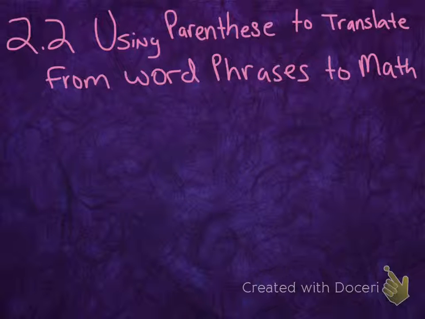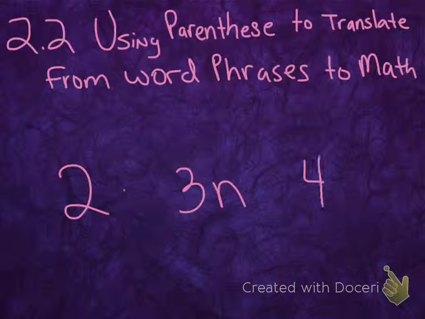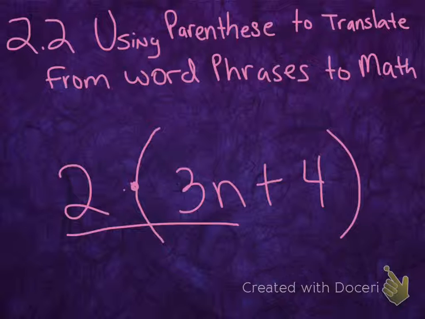Twice the sum of 3 times a number and 4. So twice the sum, now we have the sum of 3 times a number and 4. We're going to take the sum of those, and we're going to do twice that. The order of operations would just do the multiplication first, but we want parentheses because we want twice this whole sum. So then it would be 2 times the quantity 3n plus 4.